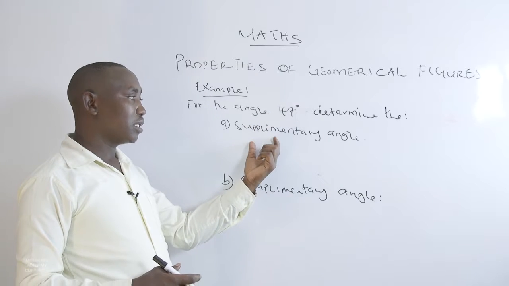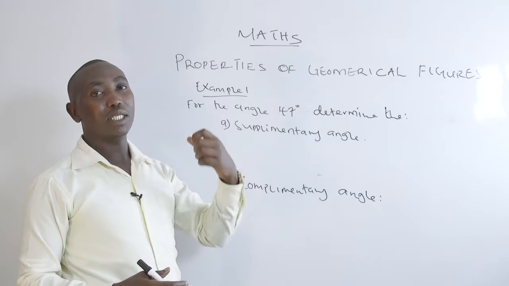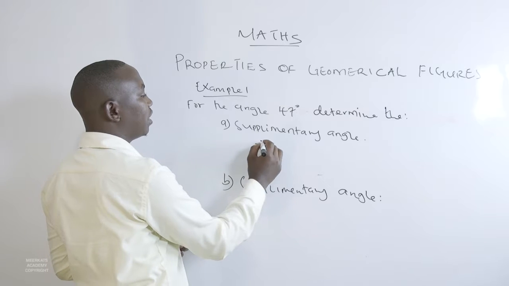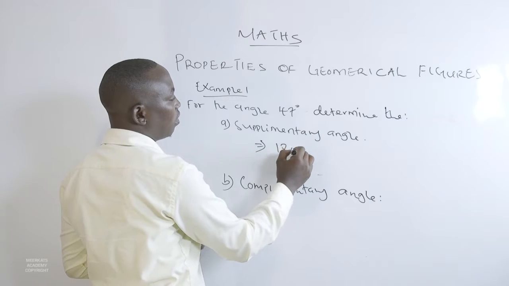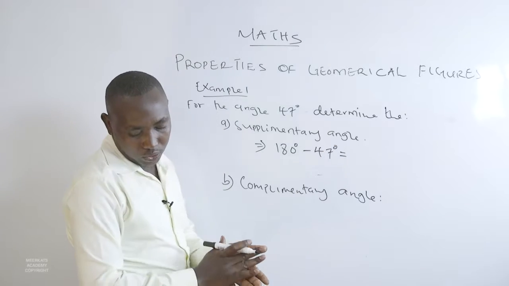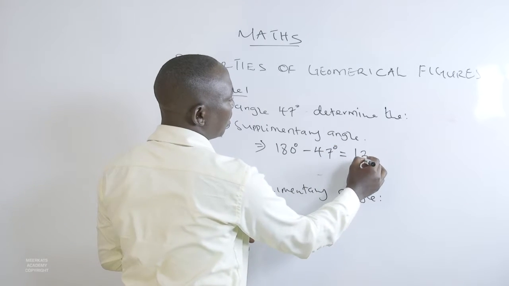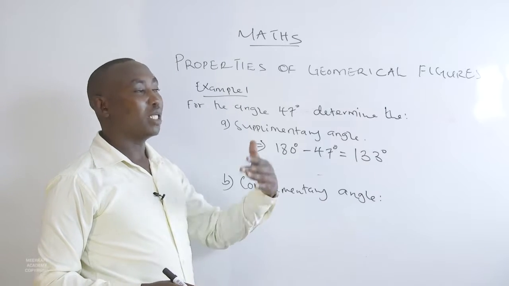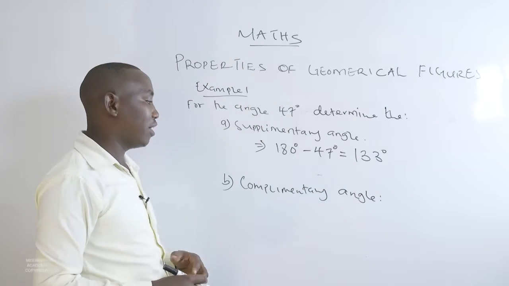Or if you take that supplement plus 47, you must get 180 degrees. So the solution to this: when you take 180 degrees, we subtract 47 degrees, which will give us 133 degrees. So 133 is a supplement to angle 47.